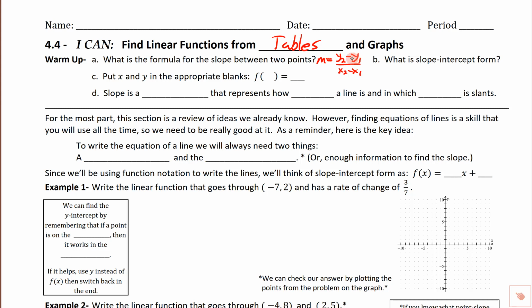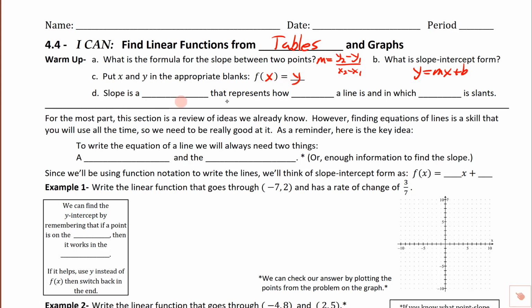What is slope-intercept form? Gosh, we all need to know that one. y equals mx plus b, where m is the slope and b is the y-intercept. It says put x and y in the appropriate blanks if we're going to put them like that. So remember, f of x is the same as y.